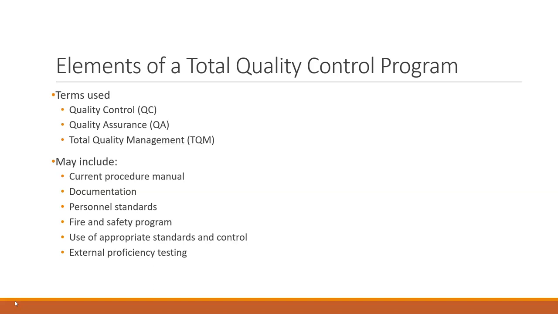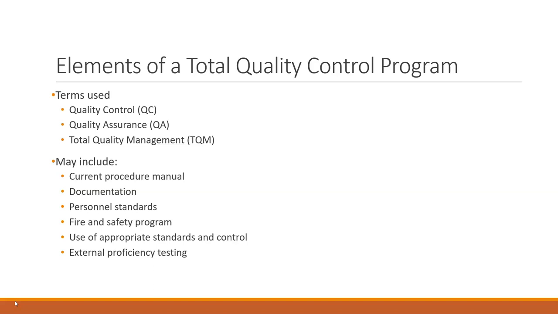And the terms used: quality control we call QC, quality assurance is QA, and total quality management is TQM. These elements may include the current procedure manual. The first thing you'll do, whether you're in student lab or in the clinical or your first job, is to sit down and review the procedure manual.